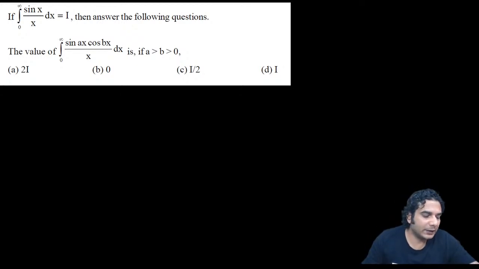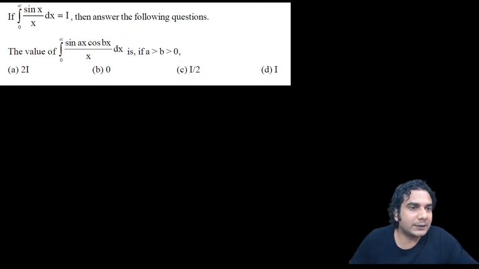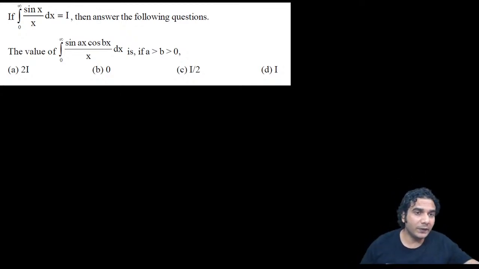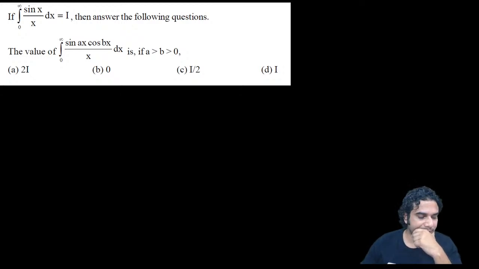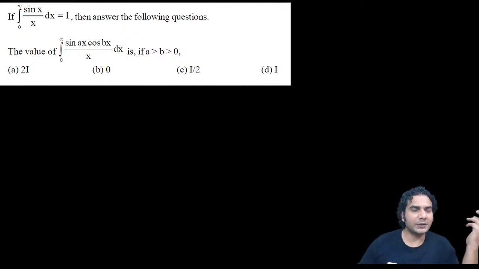Okay, so this is again a very good question. Sine x upon x from 0 to infinity is given as I, and you need to integrate from 0 to infinity sine ax into cos bx upon x. You need to find this in terms of I. Although there's no reduction formula to be used in this, it's a simple substitution based question. So let's do it.